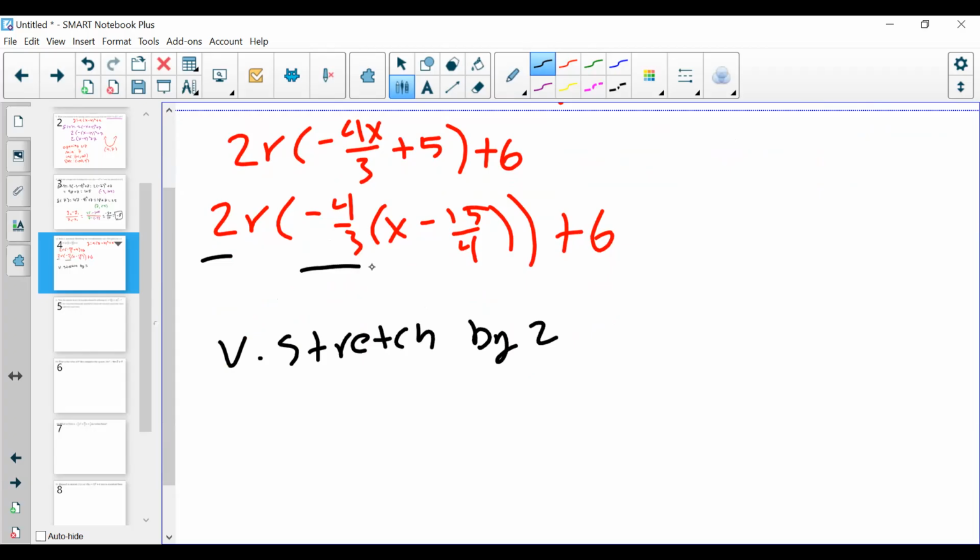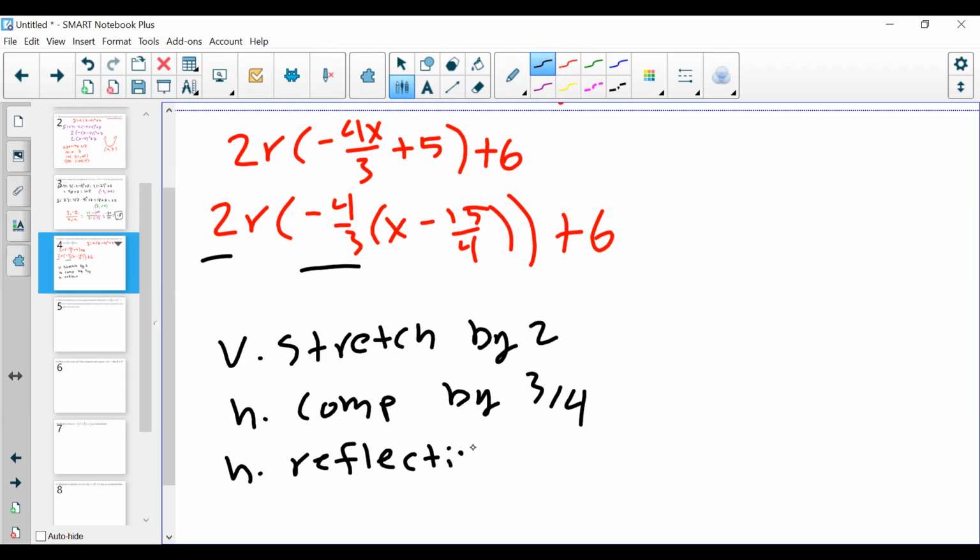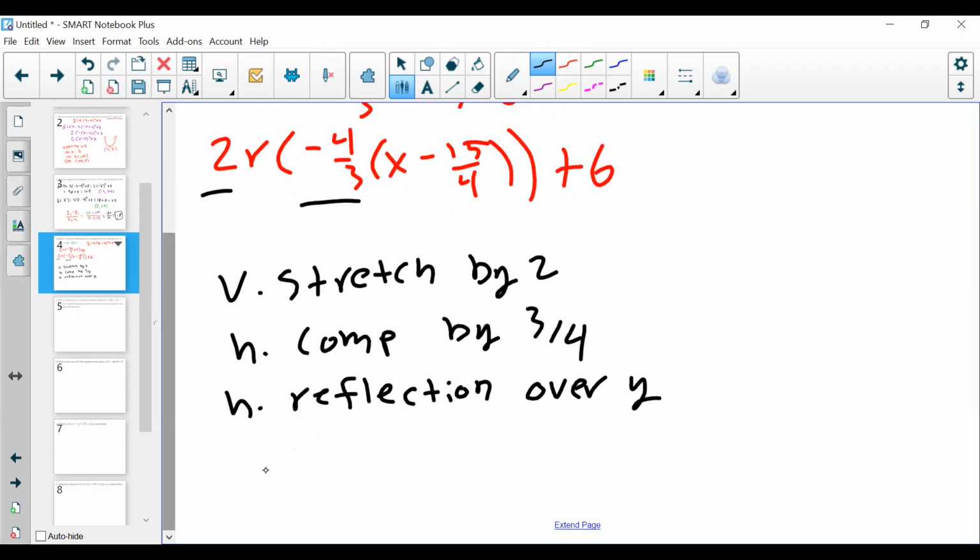The negative 4/3 tells me I have a horizontal compression by 3/4. Remember, that's 1 over b. So 1 over b is negative 4 over 3. B is 3/4. And the negative tells me I have a horizontal reflection over the y-axis. And then from there, 15 over 4 tells me I'm going to the right by 15 over 4. And that 6 tells me I'm going up by 6.